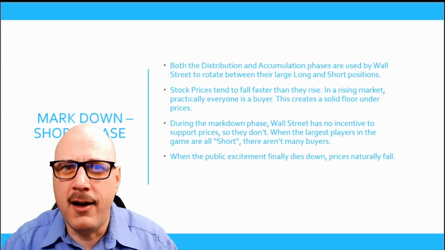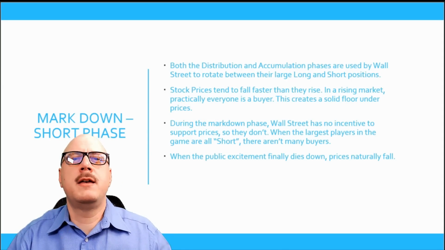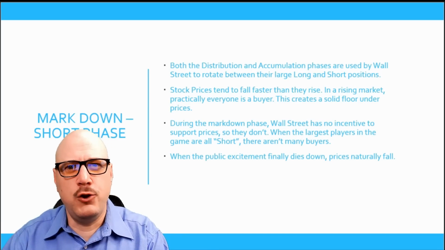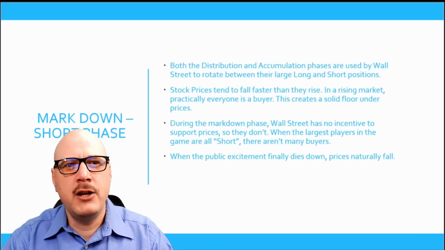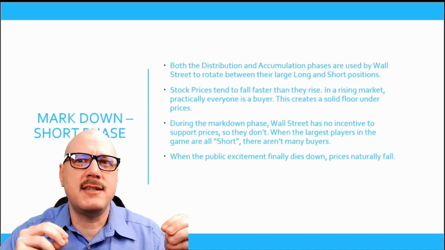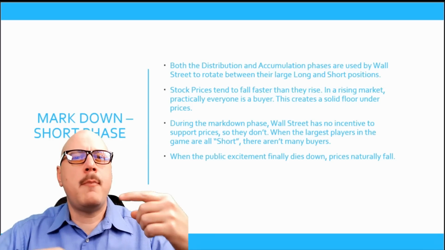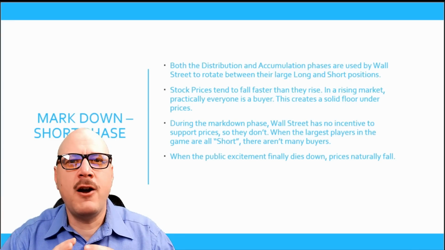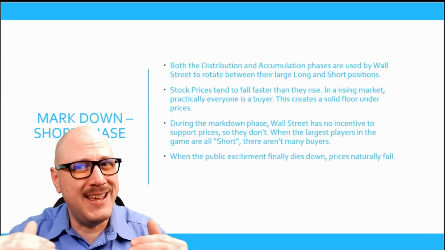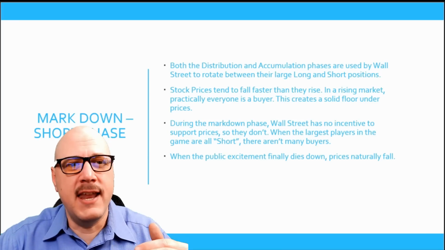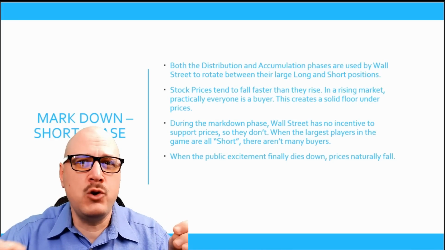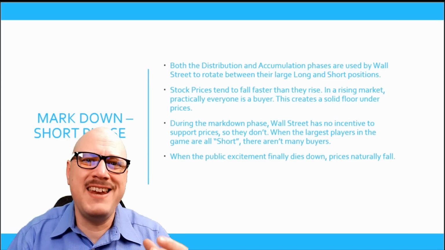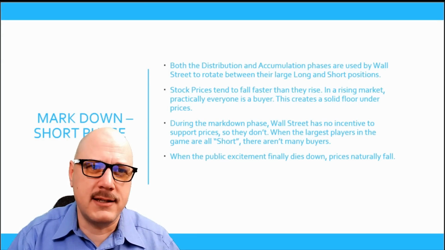So what does a markdown phase look like? There's a similarity between distribution and accumulation. During both distribution phases and accumulation phases, the market makers are rotating their positions and accumulating a new position in anticipation of the next phase. During distribution, they're loading up on shorts. Stock prices will tend to fall faster than they rise.